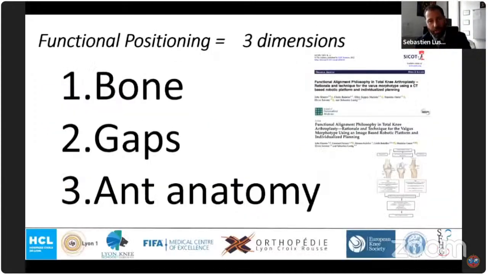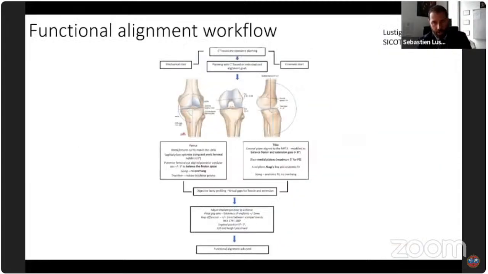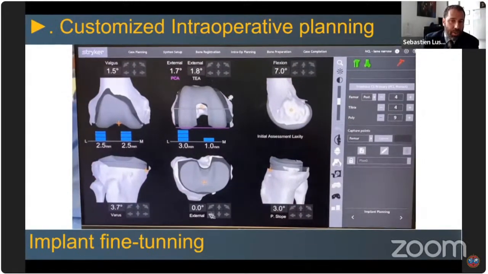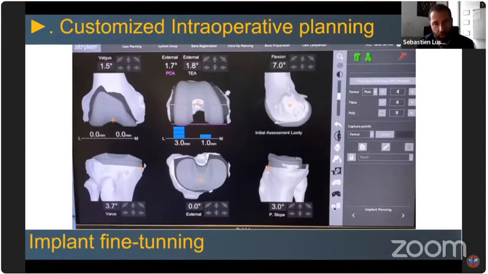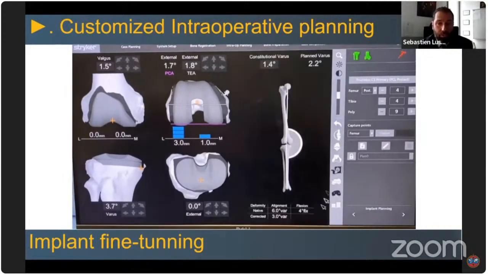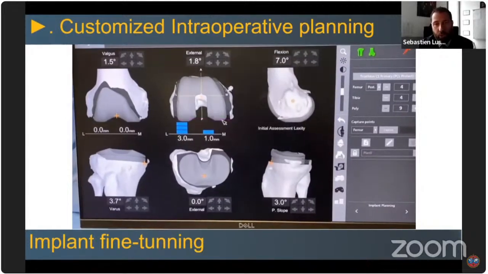But to make, again, a long story short, it considers the 3 dimensions, bone, gaps, but also anterior anatomy. And this is with a very step-by-step approach. It's very well described, and you will see here David showing you the technique, but basically you think 3D and you try to play with the cuts, not only in coronal, but also in sagittal and in horizontal plane, to try to restore not only the bony anatomy, but also considering the gaps.